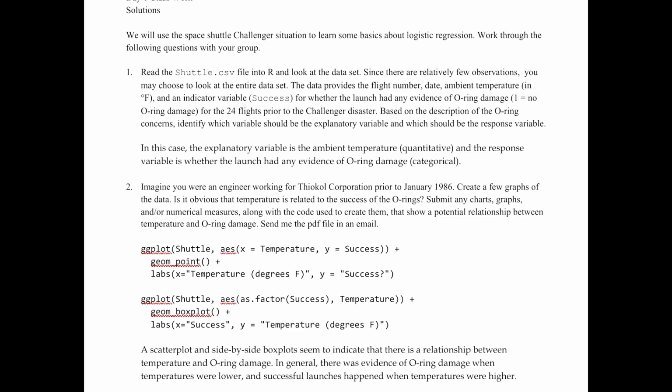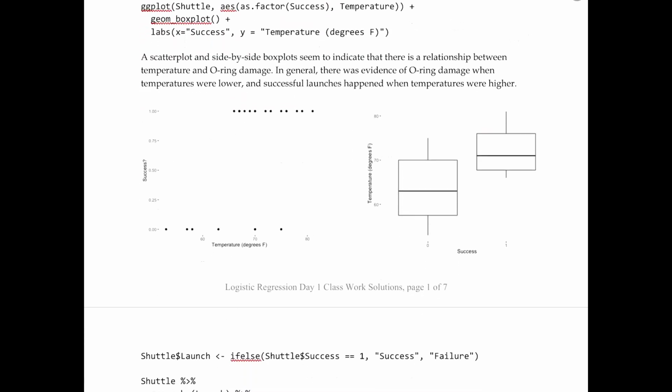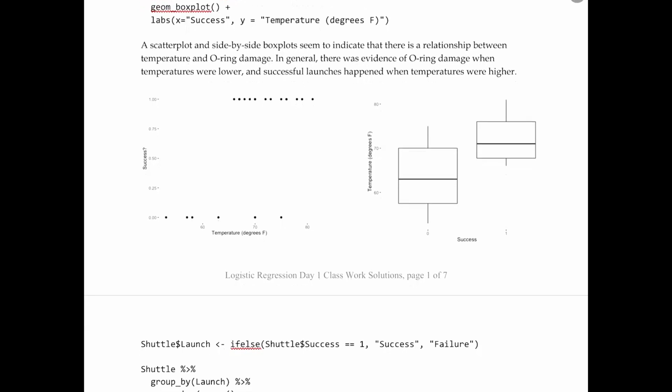Okay, so I thought it would be a good idea to go through some of the solutions to the day one classwork we had when we first started logistic regression. It's been a while since we've looked at this, so I just wanted to go over a few things. The first couple questions are probably not an issue for anybody, but if you have any questions about any of that, do let me know.